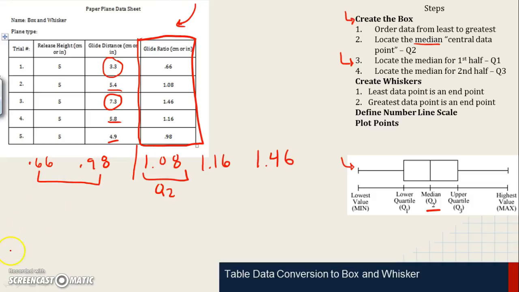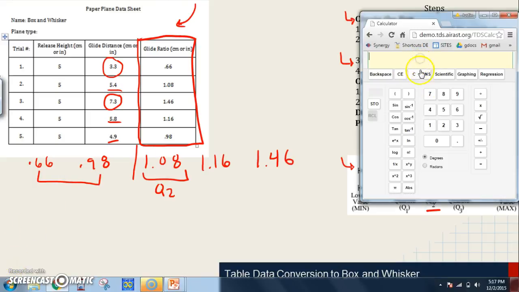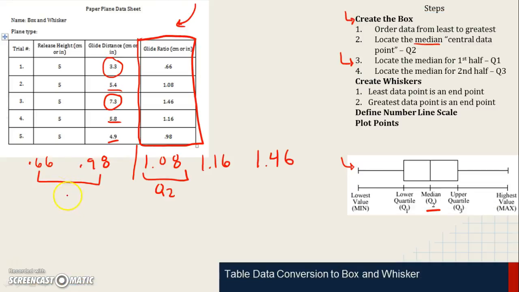So let's do that right now in the calculator. Here I have the calculator, and I'm going to add the 2 numbers together. 0.66 plus 0.98 equals, now I've got this number. To get the average, I'm going to divide by 2, and the average is 0.82. We can call this Q1. This is the lower quartile.